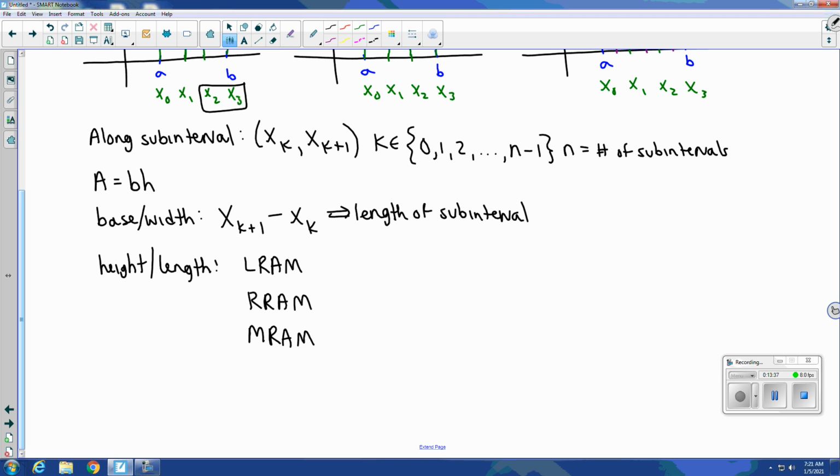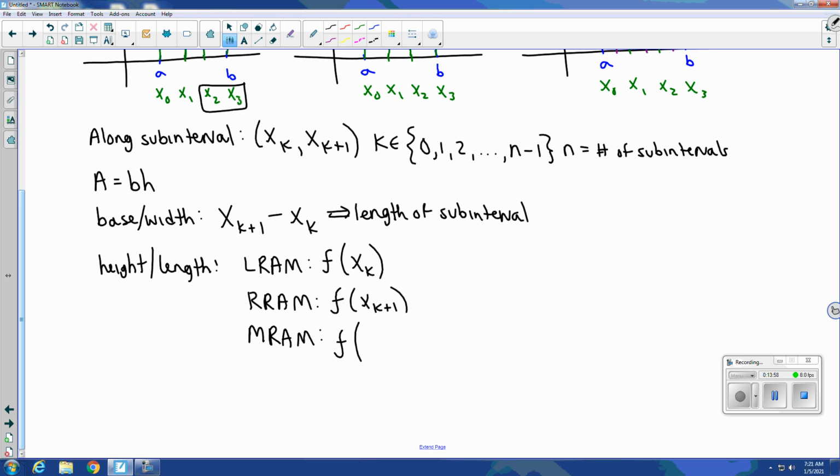For LRAM, to get the height of the rectangle, again, we're working on that imaginary subinterval from x sub k to x sub k plus 1. We just evaluate the function at the one on the left, which would be x sub k. For RRAM, we're going to evaluate the function at the one on the right, which would be x sub k plus 1. For MRAM, we're going to evaluate the midpoint.